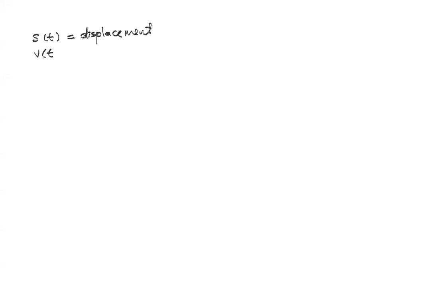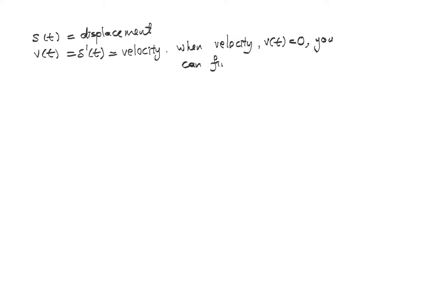Okay, the V(t) function is S prime t. That is the velocity function. Okay, when velocity, that is V(t) equal to 0, that means you can find the time when the object stops moving.